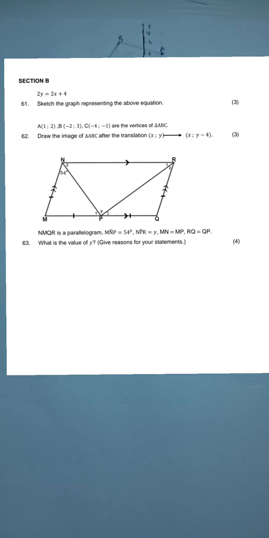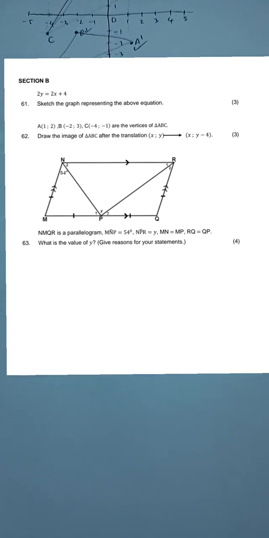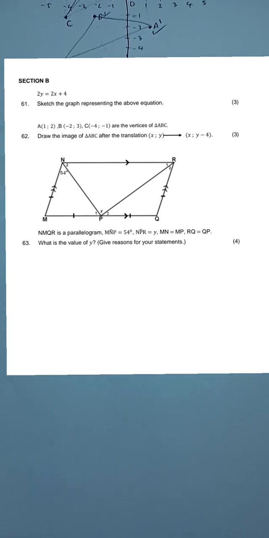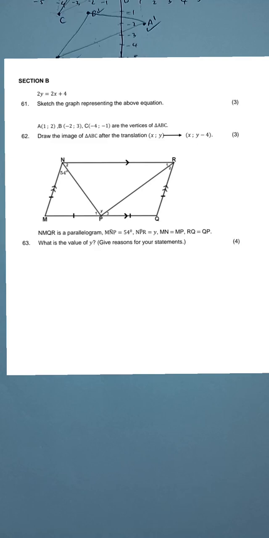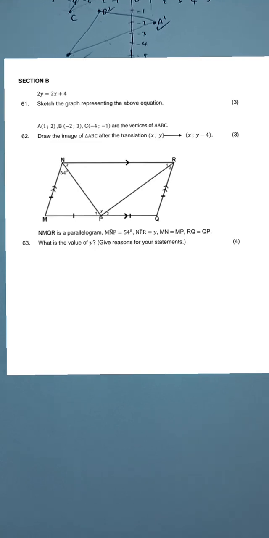63 says NMQR is a parallelogram. We are back to geometry, guys. So that's why I was saying the GEC 2022 paper was a good paper, because it had both paper 1 and paper 2 in it. So it's good for a learner to use that paper to practice for both papers.